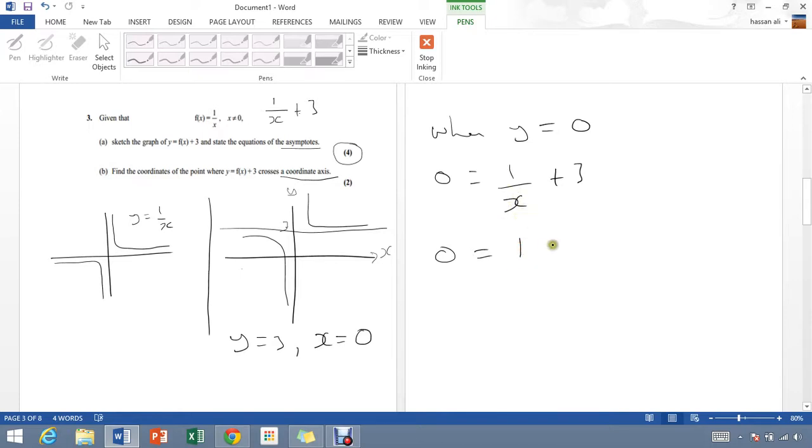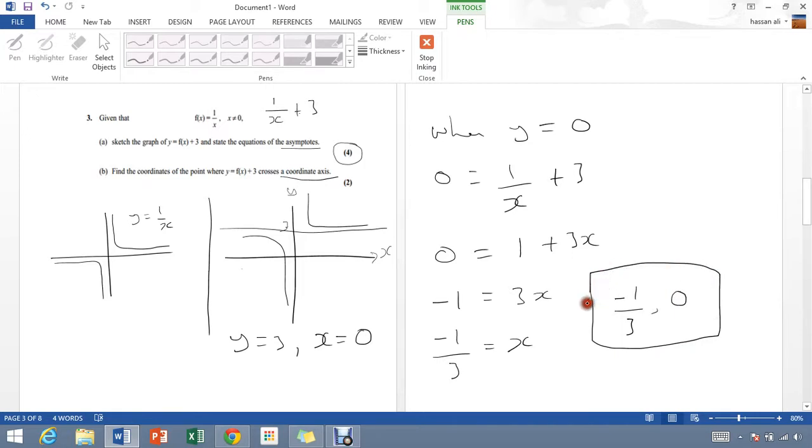1 over x times x will give you 1, and then that will give you plus 3x. If you take that 1 across, it becomes a minus 1, and divided by 3, so minus 1/3 equals x. So therefore the coordinates of the point where this graph will cross a coordinate axis, meaning the x-axis here, will be minus 1/3 and 0. So this will be your answer.